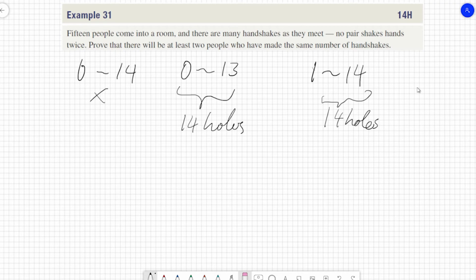So 14 holes, that guarantees that if we have 15 people divided by 14, we have 1 remainder 1. So we can guarantee that at least one person will have shaken any number between 0 to 13 or 1 to 14 hands, and then one extra person can bring one of those numbers of handshakes to 2. So that guarantees two people will have shaken the same number of hands.